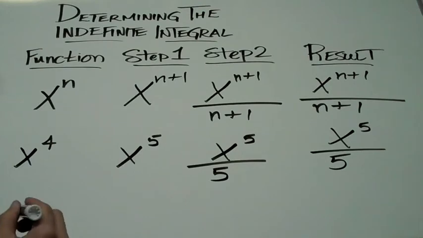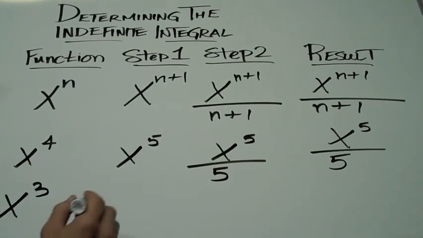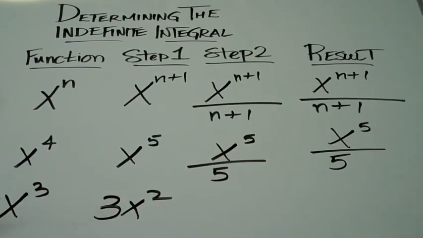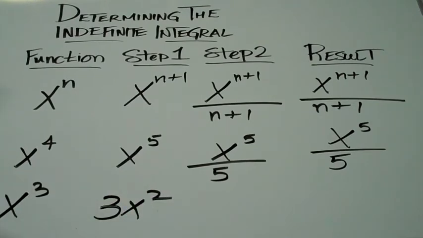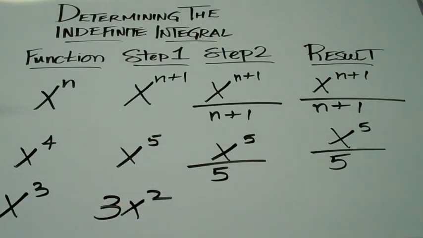Compare that to taking the derivative. If I have x to the 3rd and I want to take the derivative, I have to do 3x to the 2, which is multiply and subtract. With taking the derivative, I'm multiplying out front and subtracting. If I want to take the integral, I have to add and divide. Taking the integral involves adding and dividing. Taking the derivative involves multiplication and subtraction. It's important to remember that and keep those straight.